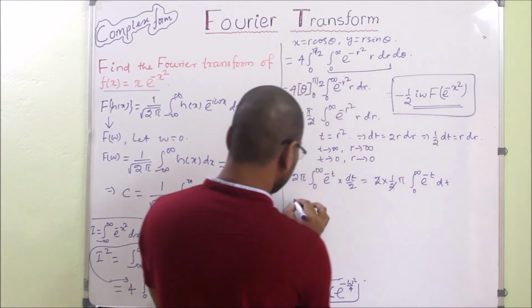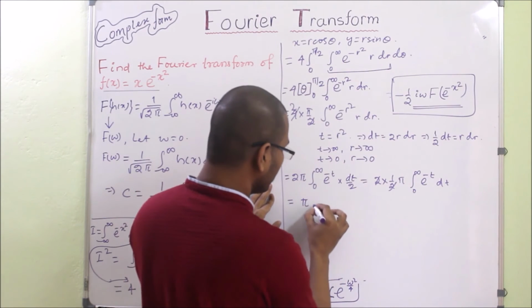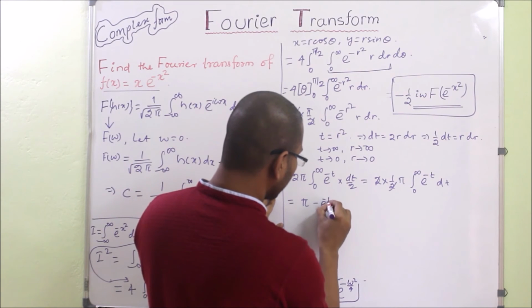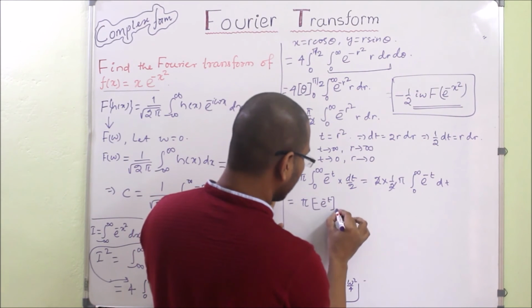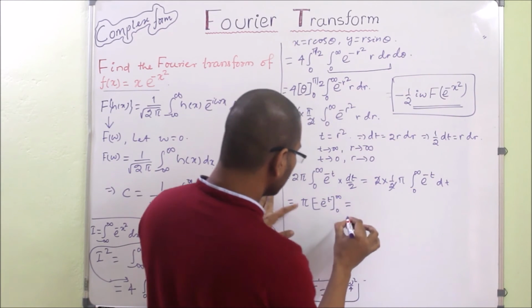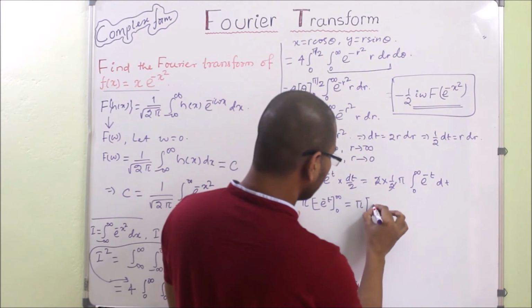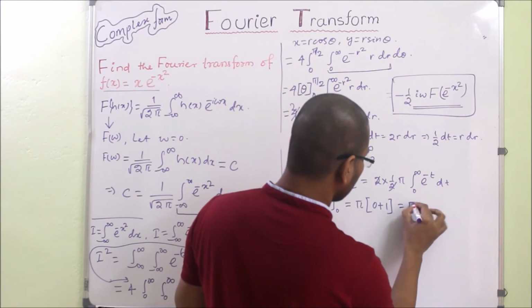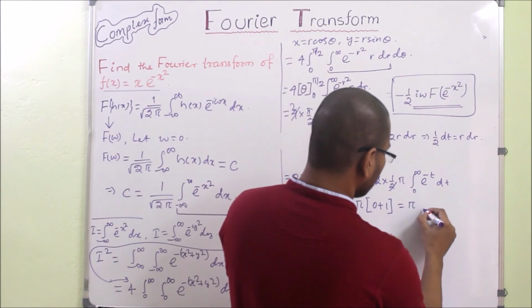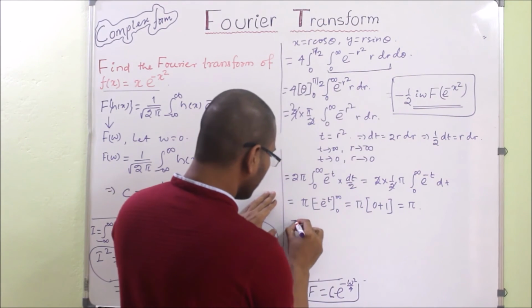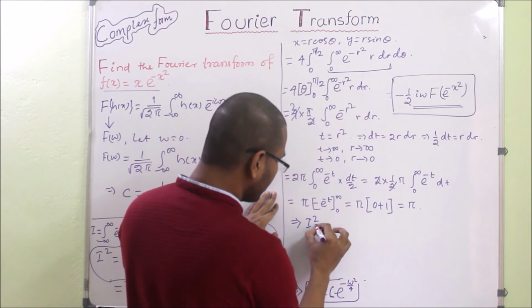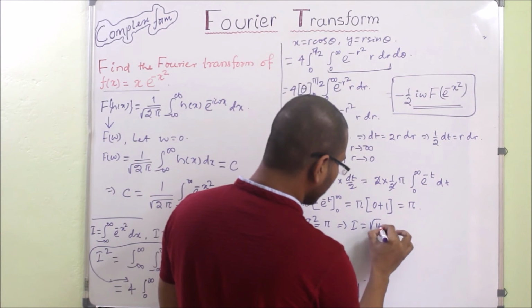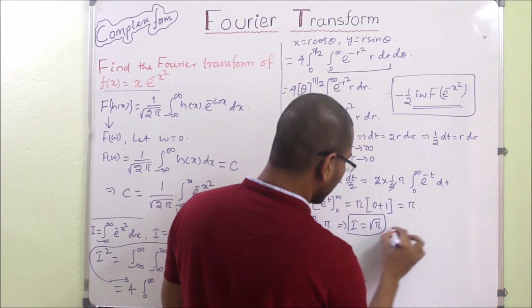The 2 will cancel. Now finally pi into this integration, which will be minus e to the power minus t, and limit will be 0 to infinity. So if we solve, we will get pi into 0 minus (minus 1), that is pi. Now here we took I square equal to pi. That means what is the I value? I will be root pi.